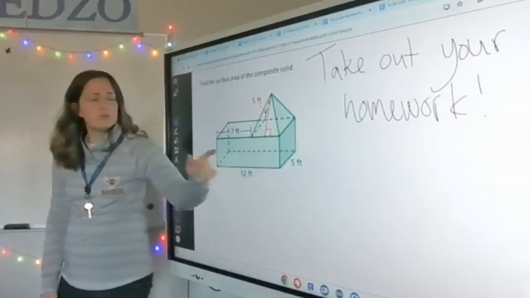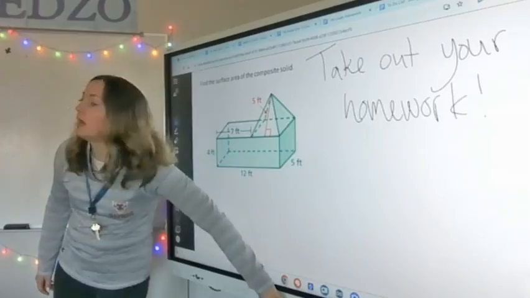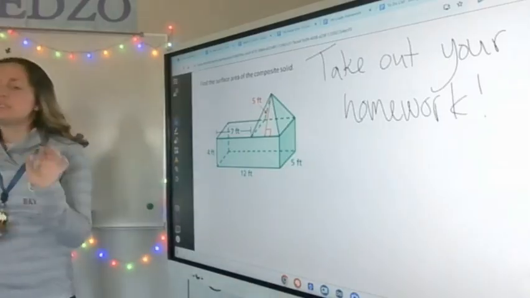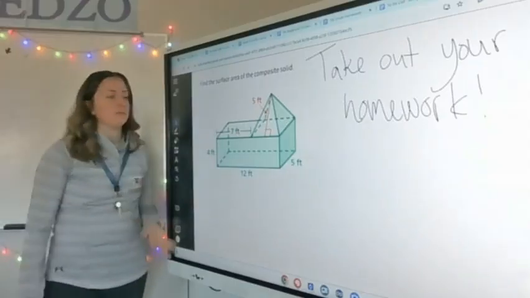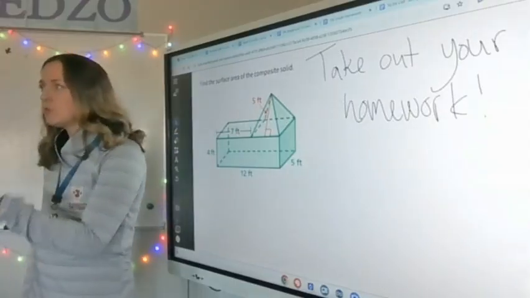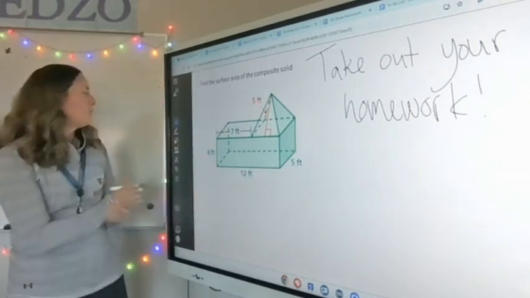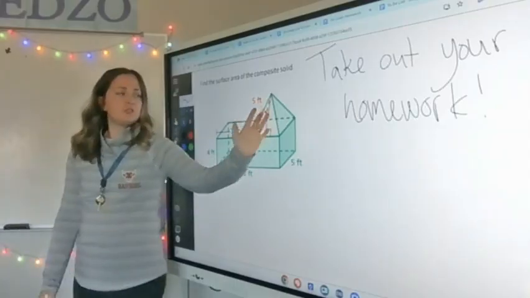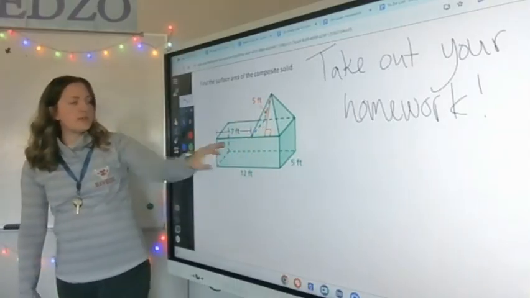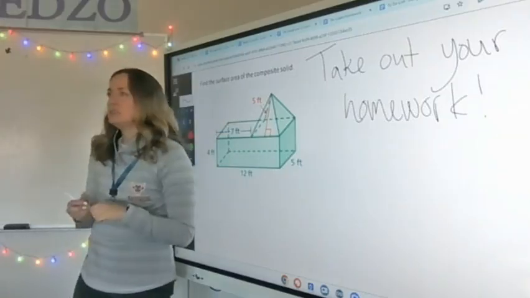First and foremost, take out your homework if you don't have it. For our homework, we're going to start with this problem. This problem is a little bit trickier than our normal surface area problems. This is not on your quiz today, so don't worry. But when we think about the end of the chapter test, this is really where we want to go. What makes this problem more difficult than just doing surface area of a regular prism and a regular pyramid?